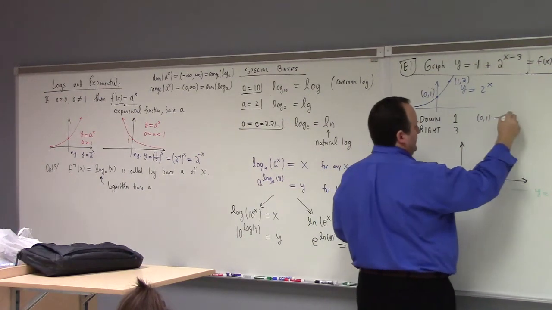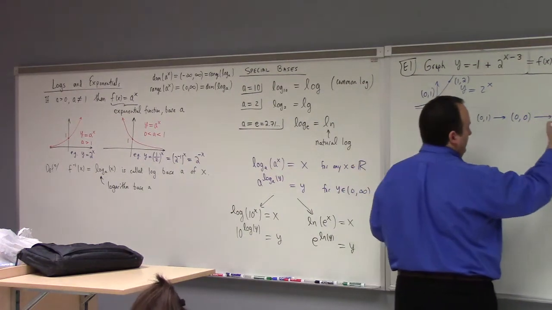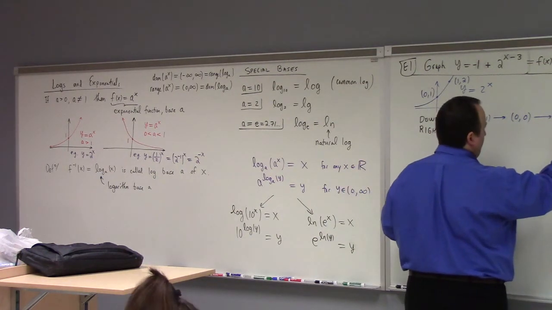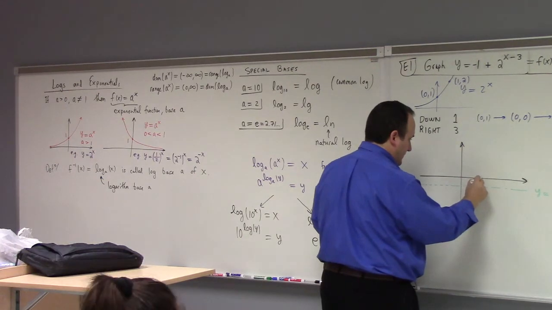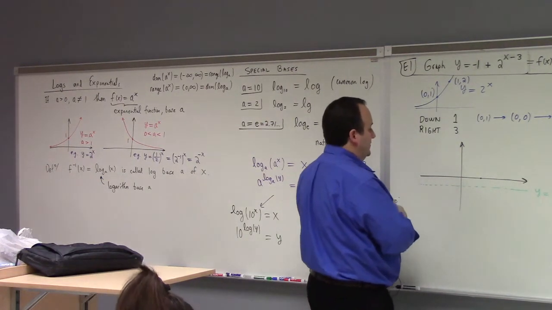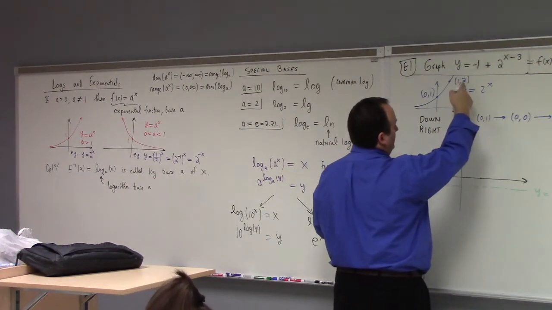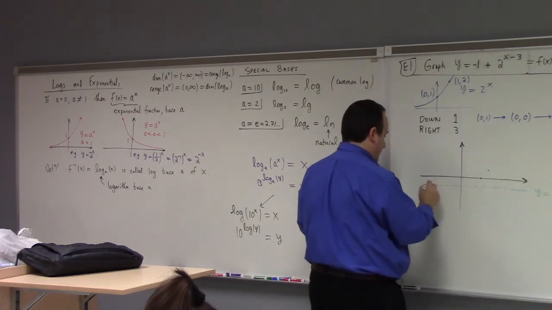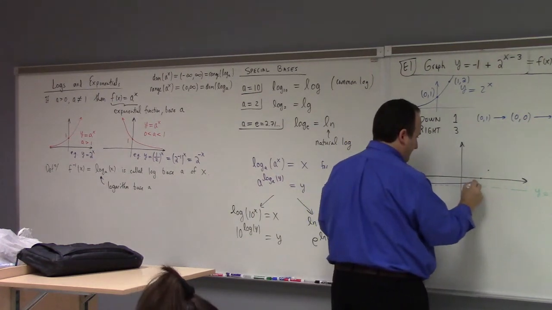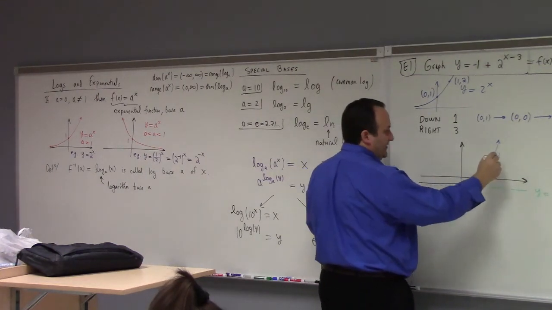So down 1 would be 0, 0, right? And then right 3 would be 3, 0. So let's see here, something like that is my new point there. And this 1, 2 goes to 4, 1. So that's like here. But there you go, it's basically this. Right, there you go. That's y equals f of x.